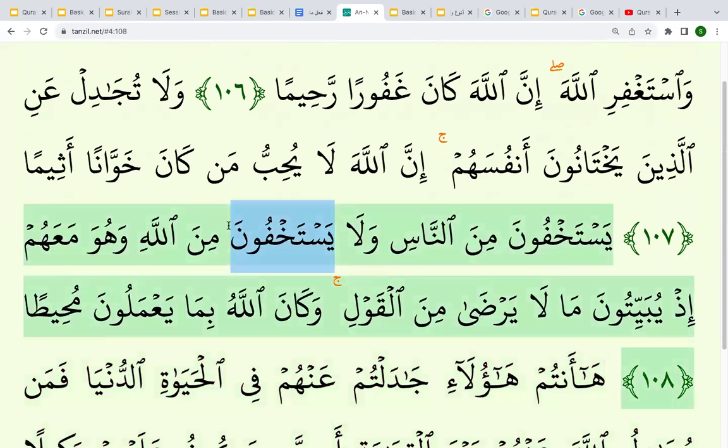Yastakhfuna. The meaning is to hide, so that I give you some giveaway for root letters, so that you are able to figure out the root letter. So here, this is coming from hiding something. So this is kha, fa, ya. There is a weak letter, so it's going to be on the left side, mu'tal.